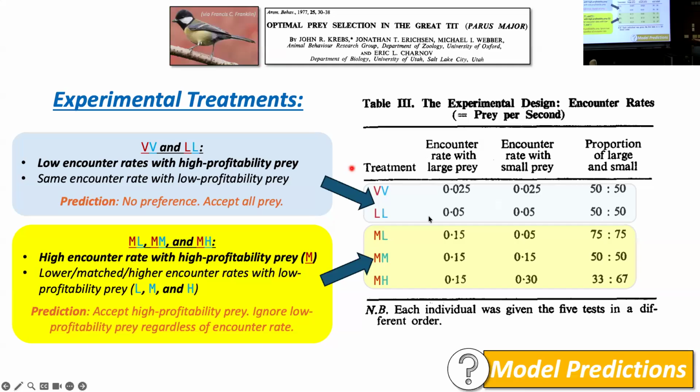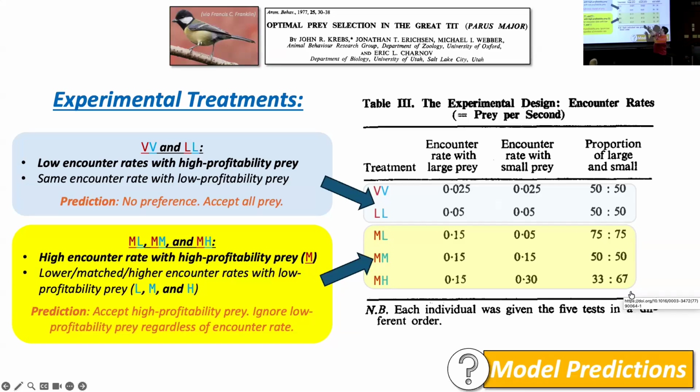So we've got these treatments here that I just explained. And then here are the actual encounter rates with the large prey and the small prey. This is just echoing these things here. And then what these translate into is a fraction of the large and small prey. So here, when they're an equal rate, they see 50-50. Whereas down here, when the small prey are seen twice as often as the large prey, it's 33-67. So that's the setup of these things.